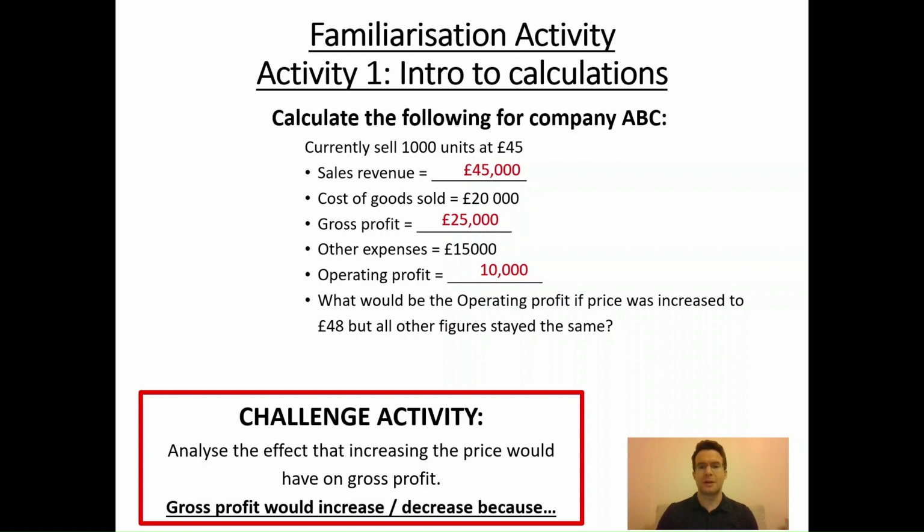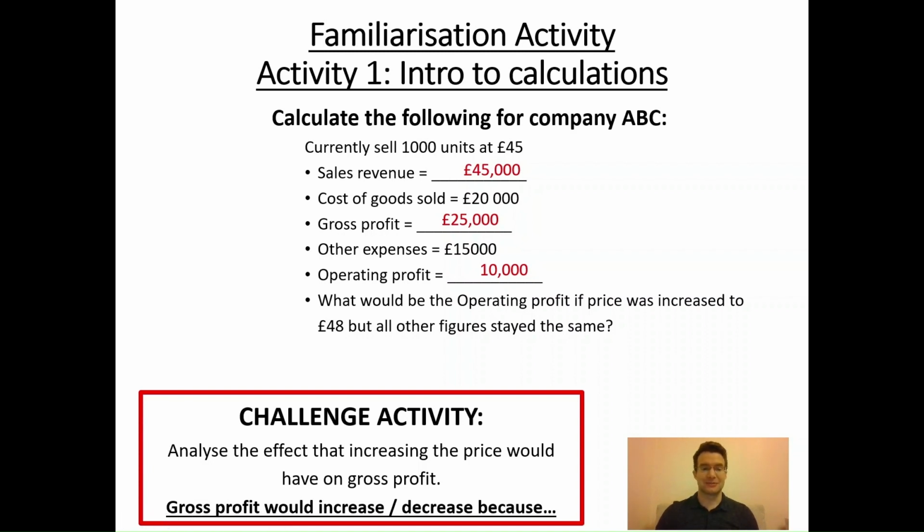Now, what would be the operating profit if price was increased to 48, but all of the other figures stayed the same? Well, essentially that would mean that the sales revenue would be increased by £3 for every unit that is sold. In this case, assuming that they still sell 1,000 units, the sales revenue would increase by 3,000, meaning the operating profit would also increase by 3,000.